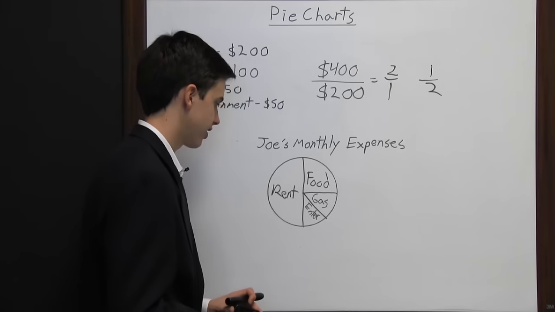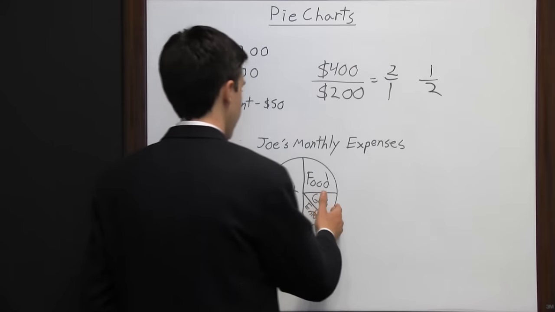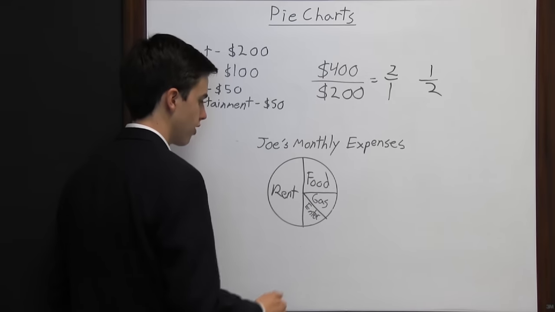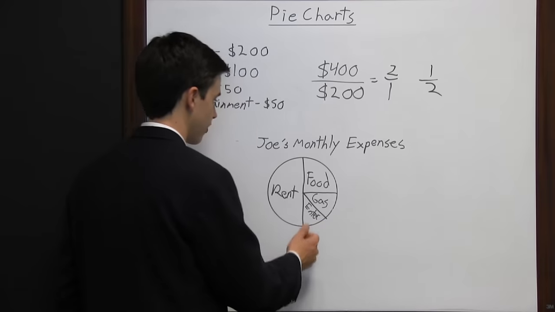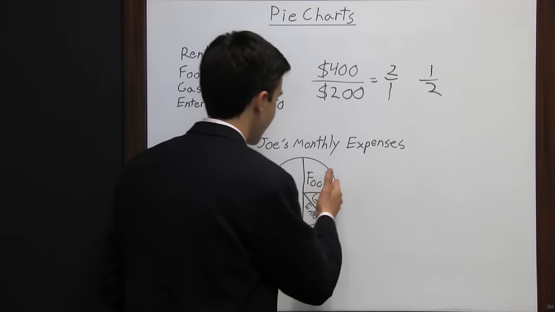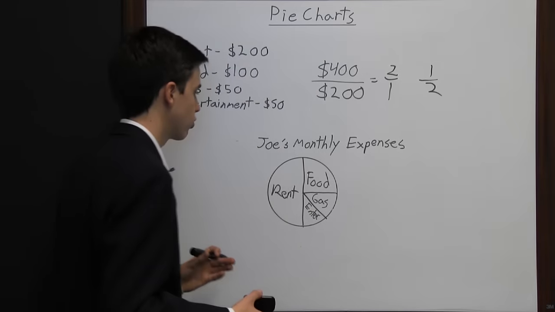And so someone can easily see here, okay, they're spending less money on gas than they are on food, and they're spending the same amount of money on gas as entertainment, and they're spending twice as much money on rent as they are on food. So it provides a very visual representation.